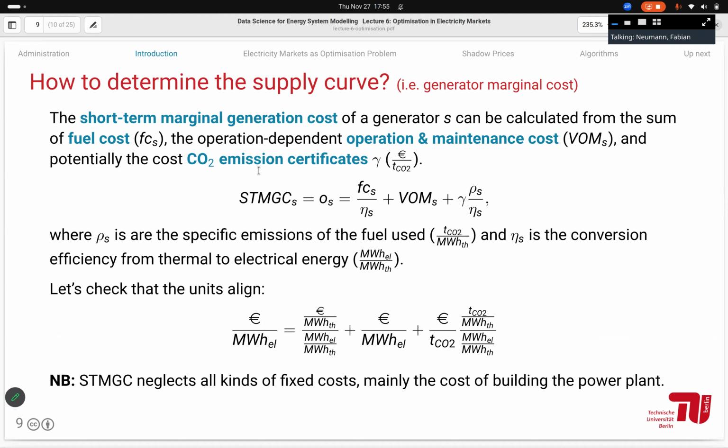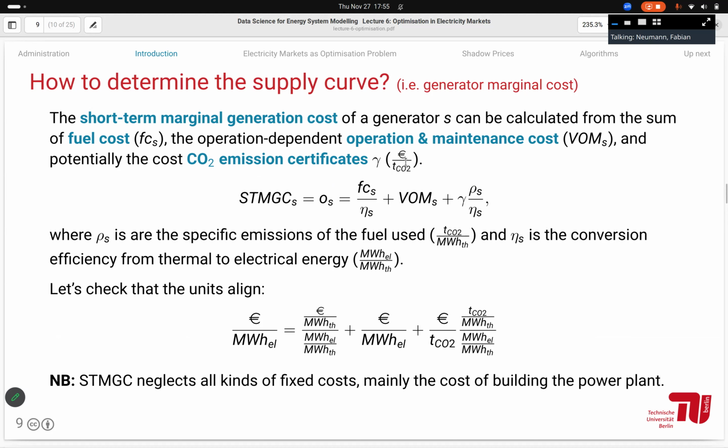And potentially the cost of CO2 emission certificates that you need to buy at a certain price of euros per ton CO2. So you need to calculate, given the specific emissions of the fuel that you use and the conversion efficiency of the power plant, a euros per megawatt hour of electricity produced for the CO2 emission certificates. So that's basically what these short-term generation costs are.